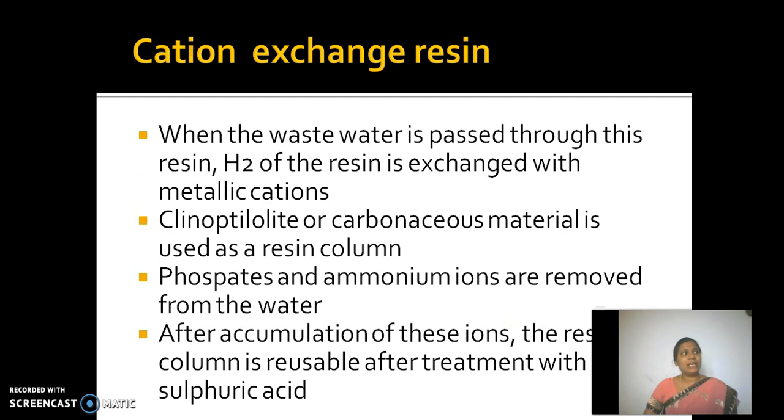And the last one is cation exchange resin. When the wastewater is passed through this resin, hydrogen atoms of the resin are exchanged with metallic cations. For example, clinoptilolite or carbonaceous material is used as a resin column. Phosphate and ammonium ions are removed from the water. After accumulation of these ions, the resin column is reusable after treatment with diluted sulfuric acid.